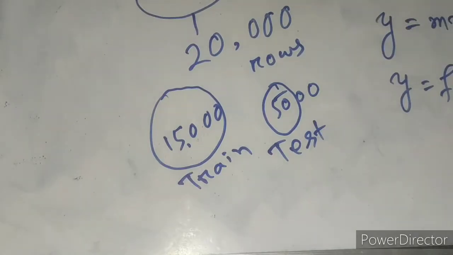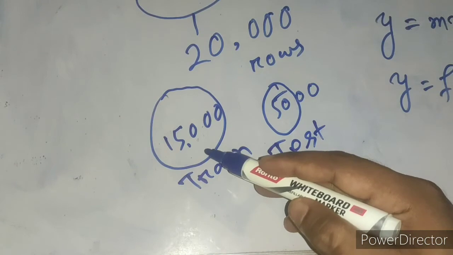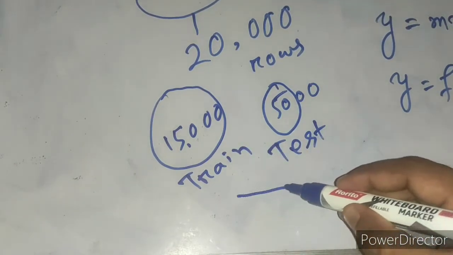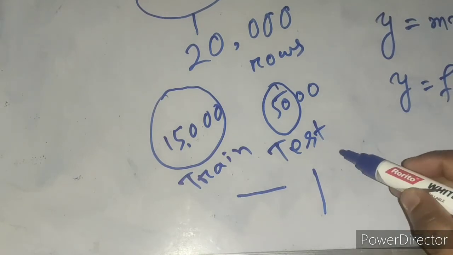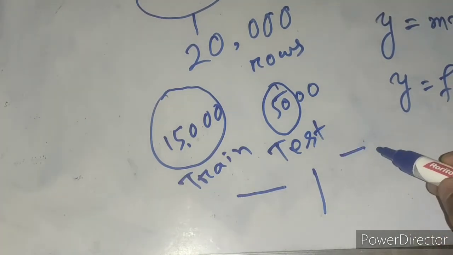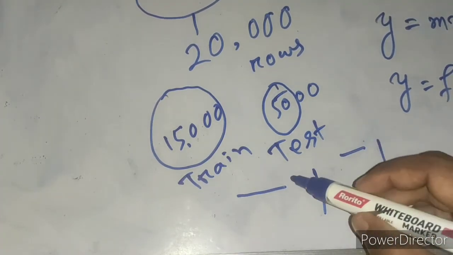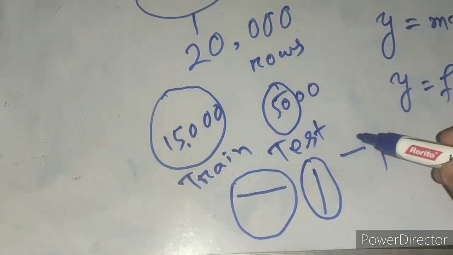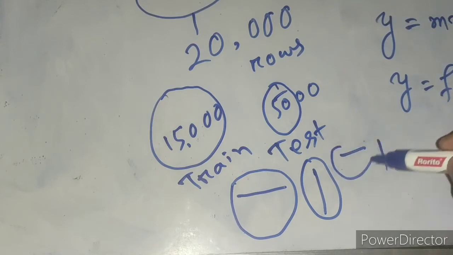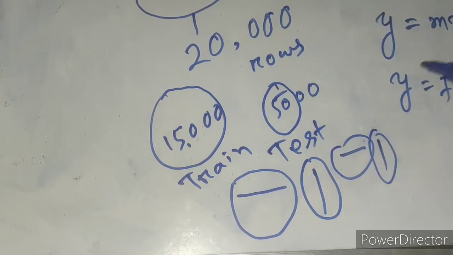Each of this set is again divided based on dependent and independent feature. So from this training set, we have to find out what are the inputs and what is the output. Again from the test, we have to find what are the inputs and what are the outputs. So the input columns have to be checked and the output column has to be checked. Again from the test data, the input columns and the output column have to be checked.